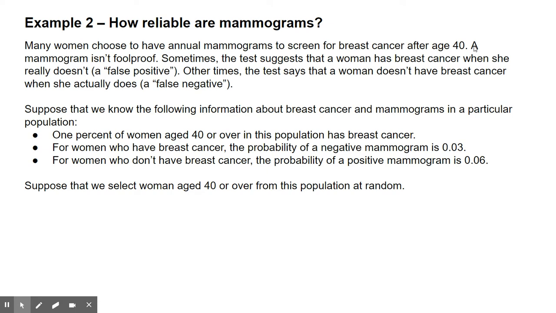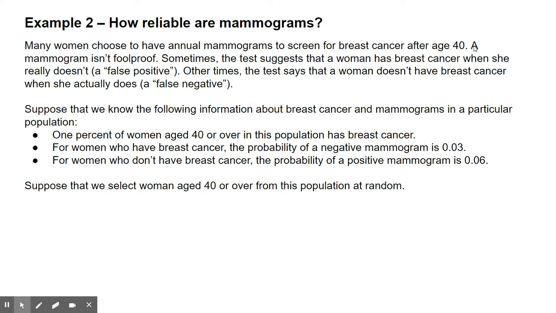It says many women choose to have annual mammograms to screen for breast cancer after age 40. A mammogram isn't foolproof. Sometimes the test suggests that a woman has breast cancer when she really doesn't, which is called a false positive. Other times the test says that a woman doesn't have breast cancer when she actually does. That's a false negative.